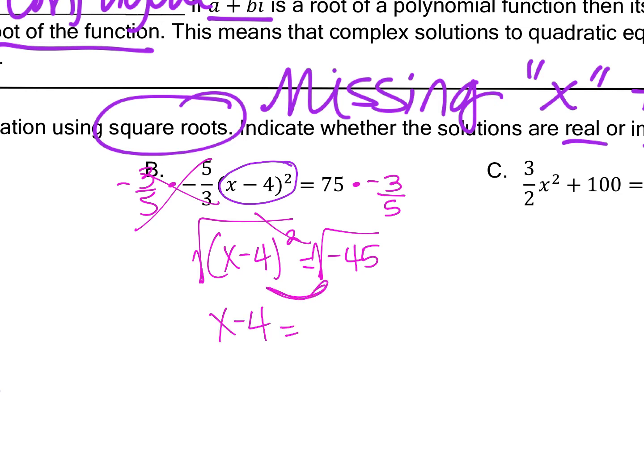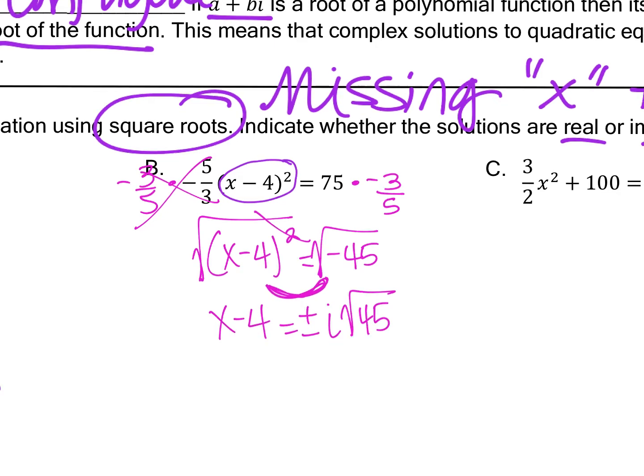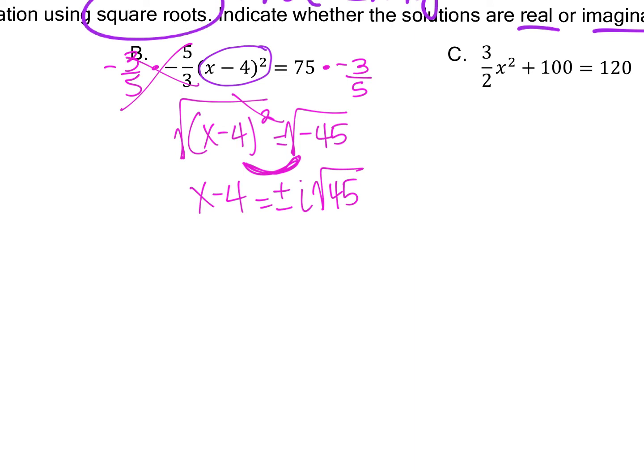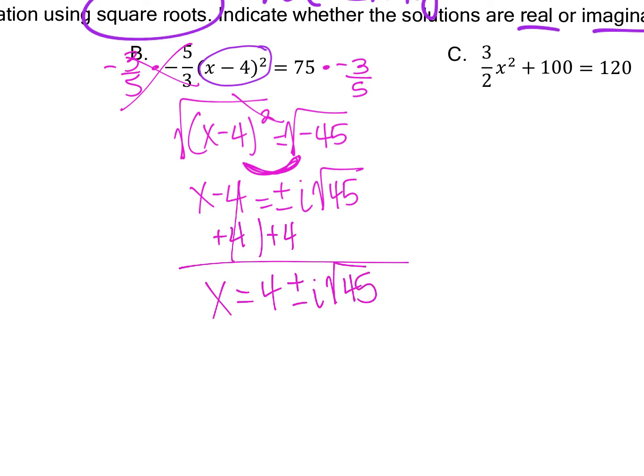Remember, when I take the square root of both sides, I should get a positive and a negative answer. So I need to bring out the negative and put an i, and then take the square root of 45. I need to get x by itself, so I'm going to add 4 to both sides. That 4 goes in the front. I can't combine it with anything. And then I also need to check my radical and see if I can simplify.